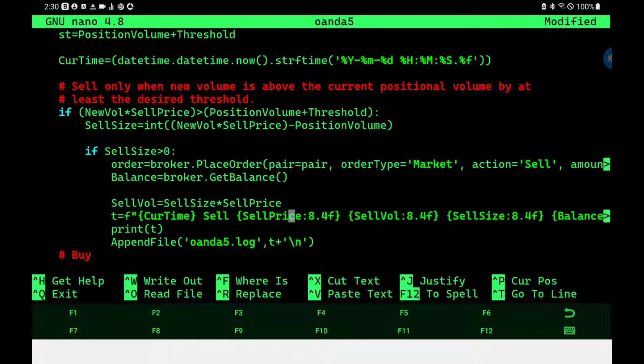We want the date and time, I need to know what's going on, so put the word sell. The current selling price. How much am I actually selling? And how many units is that? And my current balance. Am I making money or am I losing money? Yes, you need to know, because sometimes things don't always work out the way you think they will. So it helps to have this on the screen where you can actually see if you're making money or losing money.